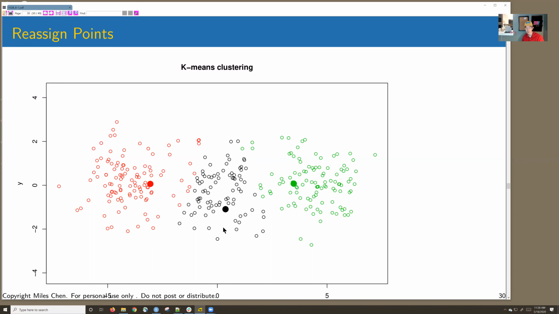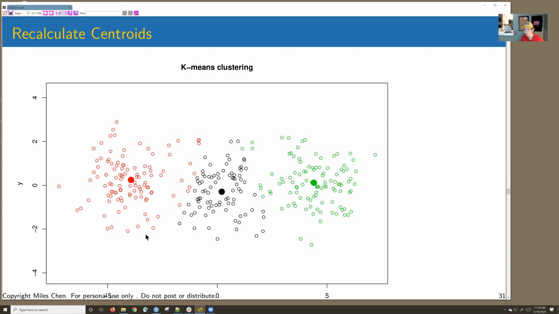And then we say, okay, now that we've reassigned these to the centroids, let's recalculate the centroids, right? So we say, okay, what's the mean of all of these points? What's the mean of all the black points? What's the mean of all the red points? We calculate the centroids, and this is what we have, okay?